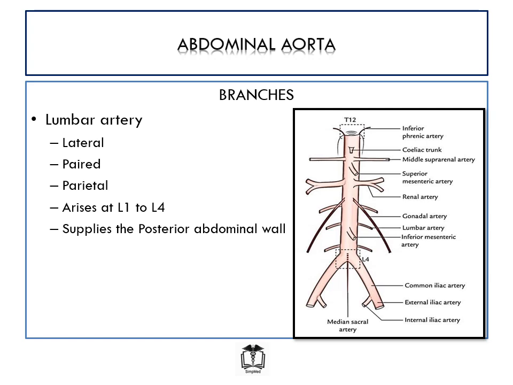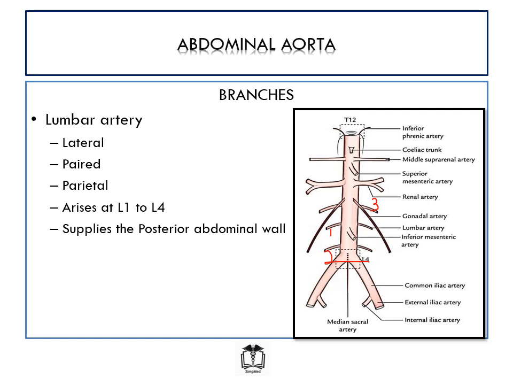Then we have the lumbar arteries. The lumbar arteries are lateral arteries that are paired and also supplying parietal structures. There are actually four lumbar arteries originating from the abdominal aorta, not just one of them. So if you notice, you can see one of the lumbar arteries here, you can see another lumbar artery here, and then higher up, another lumbar artery here. So we have about 4 lumbar arteries.